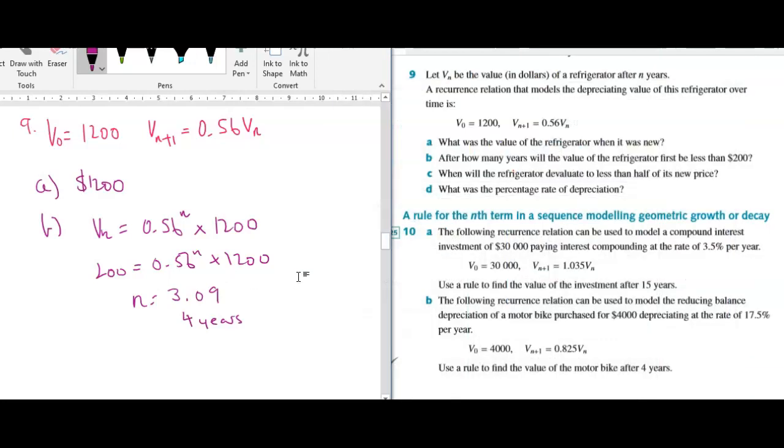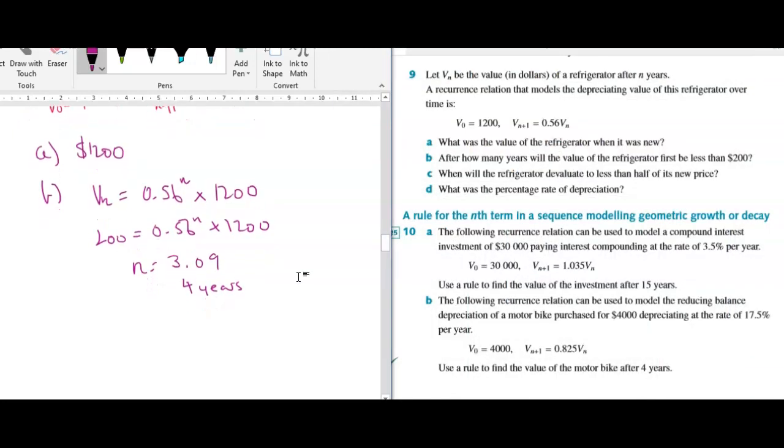Okay, so C, when will the refrigerator devaluate to less than half its new price? I don't know whether the new price means the previous question, or 1,200, because that's what it did before. It's a bit weird. I should check the answers, but I'm just going to devaluate to its new price. Okay, well, I think its new price is 1,200.